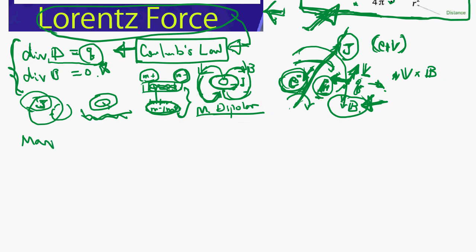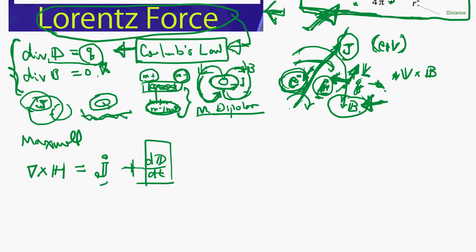Maxwell expressed that a magnetic field is generated around J, plus there is a time variant factor, and I explain this later. First of all, this is called rotation of H, the external product. This vector field is going to work this way.